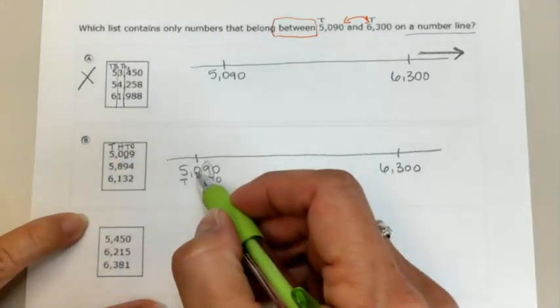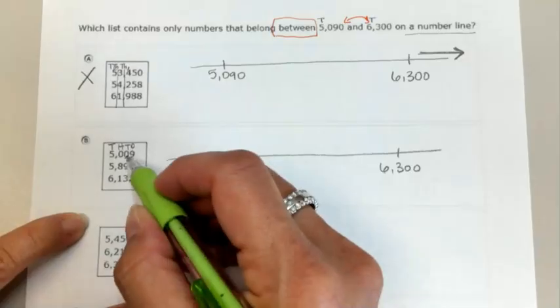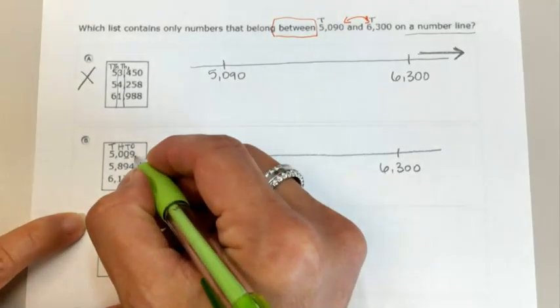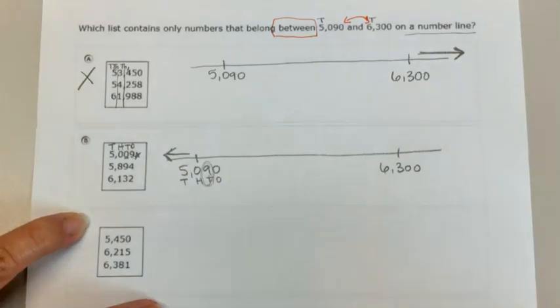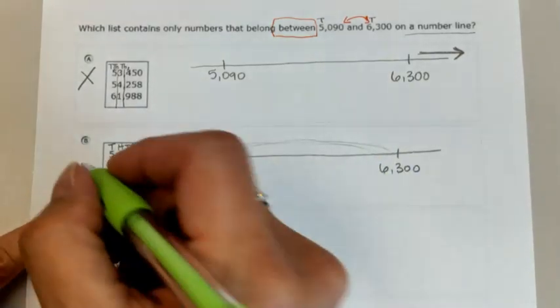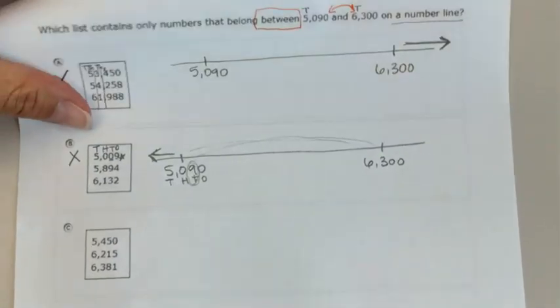Thousands place is the same, hundreds place is the same. When I get to my tens, that means that this number right here is smaller. It will fall at this side of the number line. It is smaller than the two numbers I need to go between. B is not my answer. So let's look at C.